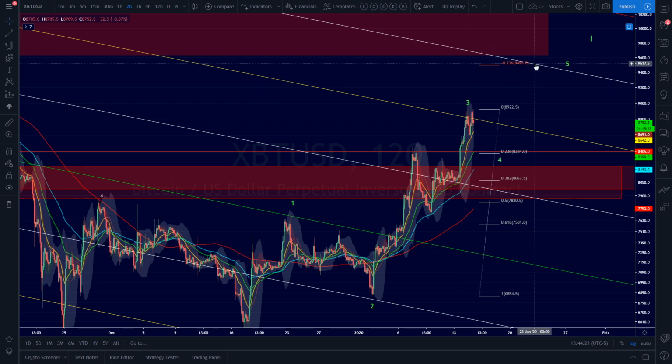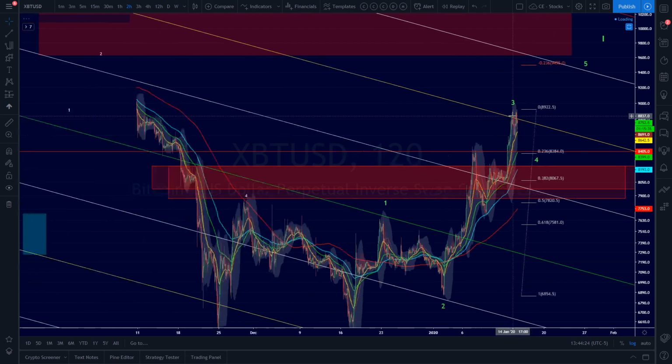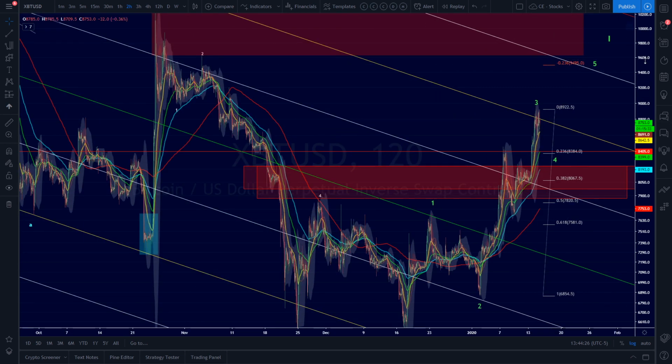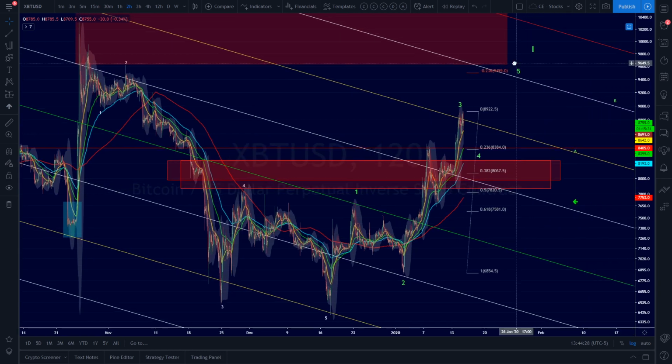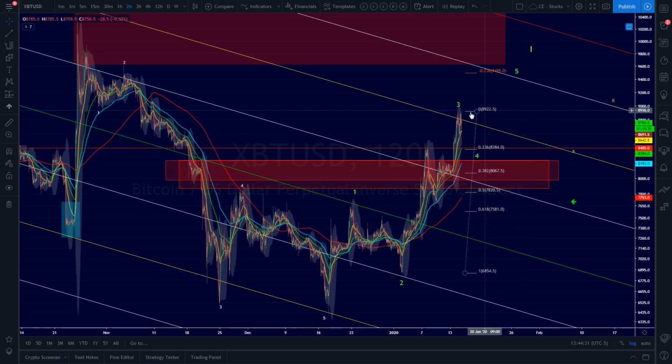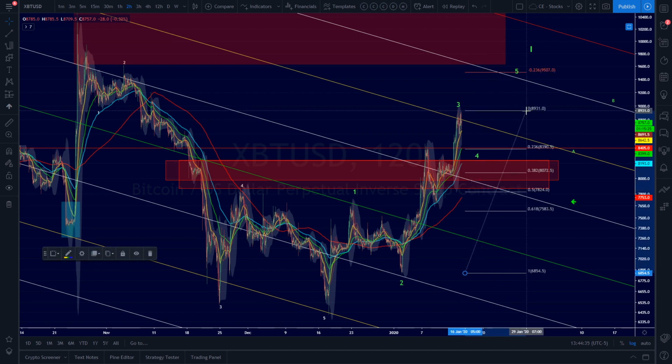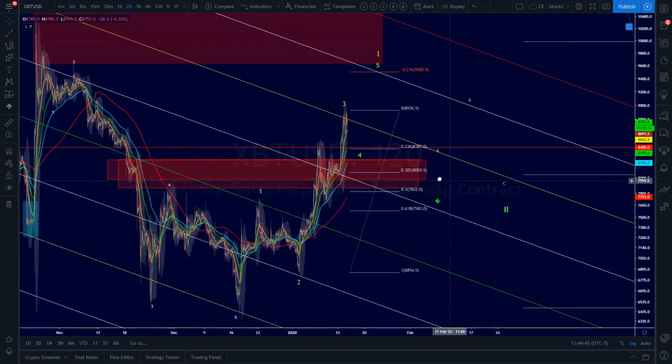But again, 9,500 is the bullish target, and then we're going to assess things from there. If we do get up there to 9,500, let me pull this out just a little bit, taking this potentially up to about right here, which would be the completion of a larger 1 degree. Then we're going to start working on a correction.